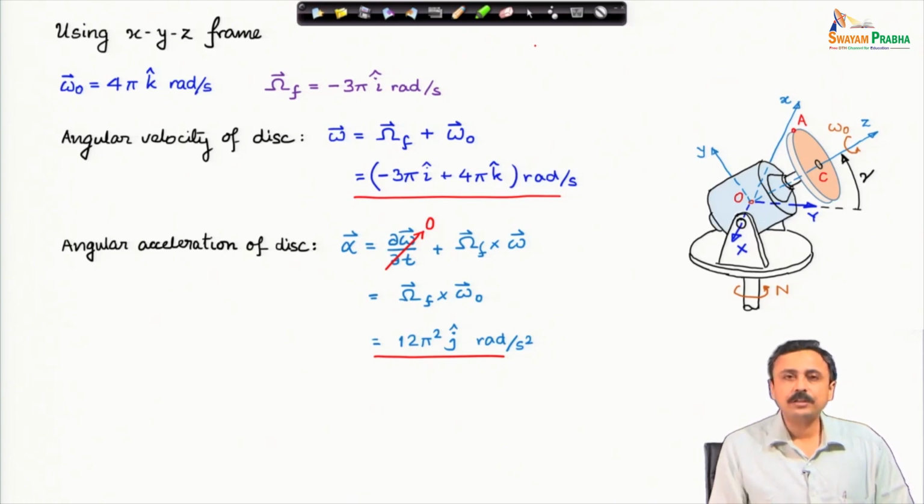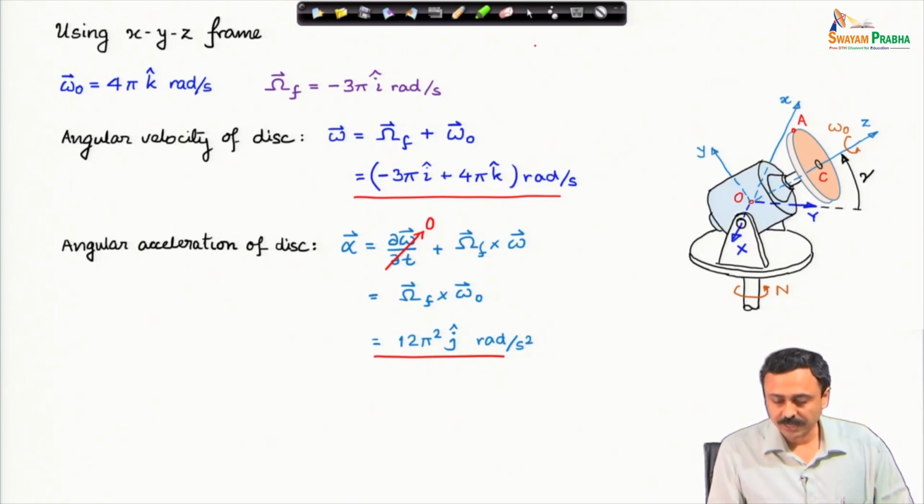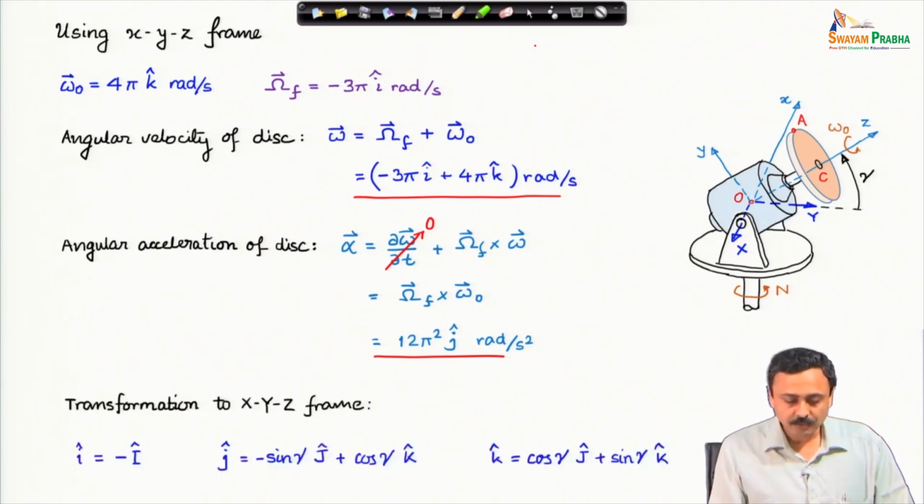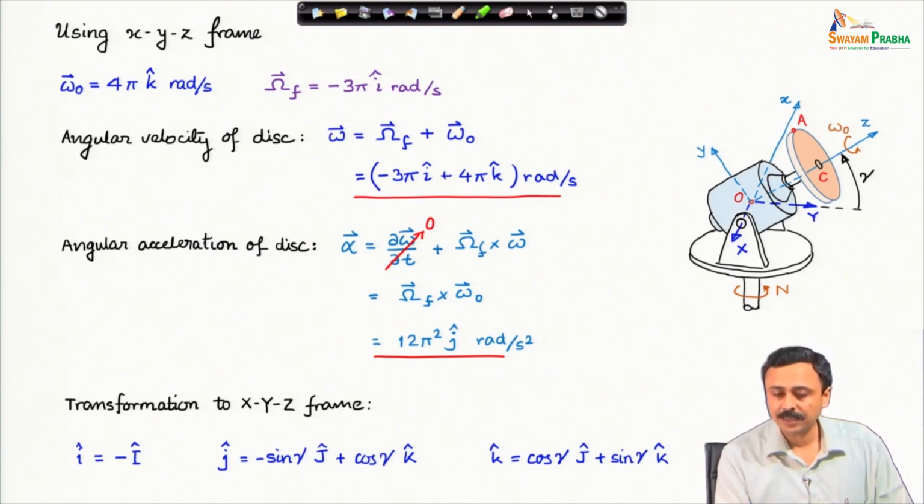And if you do that calculation, it turns out to be 12 pi square j cap radian per second square, that is the angular acceleration of the disk. Now, we have found the net angular velocity of the disk and the angular acceleration of the disk, and we now transform to the capital XYZ frame. How to transform? We must represent all these small i cap, j cap, k cap in terms of capital I cap, J cap, K cap.